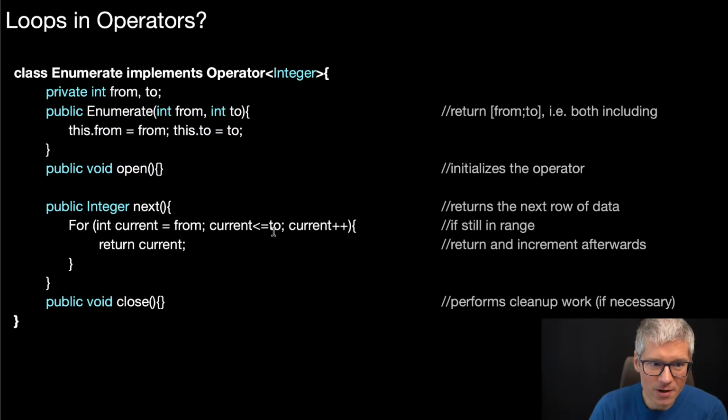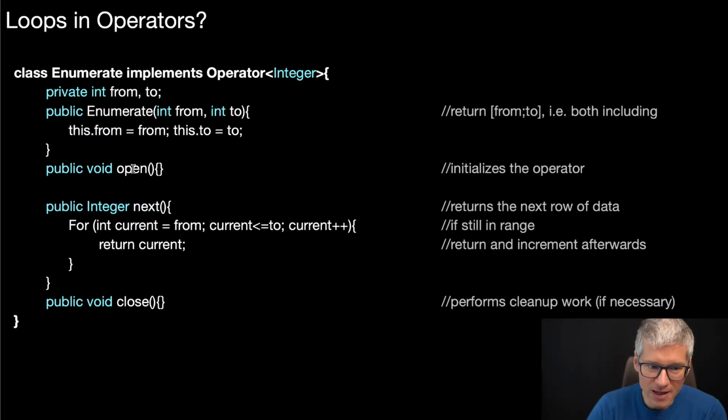Well, there are some quirks you will find when it comes to loops and operators. They have to be careful. So here's an example of an enumeration operator. You could also call it an enumerator. So what does that do? Similar to range in Python, it should enumerate integer values from a starting number to an end number. So from 1 to 42, both including in this case, and you could pass those interval boundaries in the constructor.